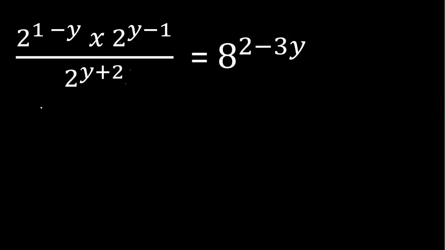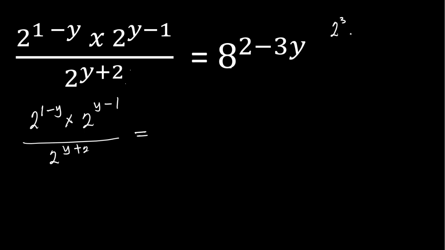To get started, I want us to rewrite this equation this way. 2 raised to power 1 minus y times 2 raised to power y minus 1 over 2 raised to power y plus 2 will be equal to, now we have 8. 8 is the same thing as 2 raised to power 3, which is 2 times 2 times 2. That's 8. So I can write it as 2 raised to power 3 or bracket into 2 minus 3y.